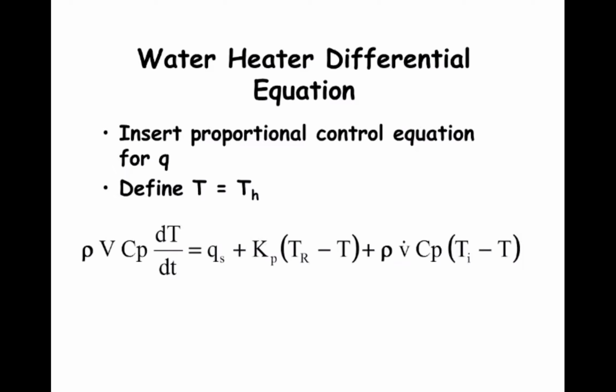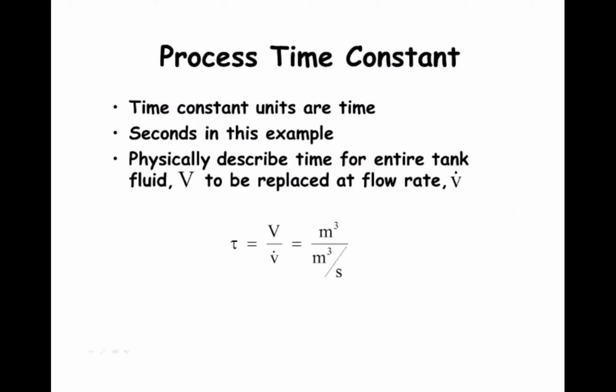Now we substitute the Q in the original equation with Qs plus Kp times Tr minus Th. We will also simplify the equation by defining T equals Th. And we get the following ordinary differential equation that we are able to solve. We will divide both sides by rho times V dot times Cp, and then reorganize the equation to be the following. And we replace rho times V times Cp over rho times V dot times Cp with the time constant tau. And we're going to talk about time constant now.